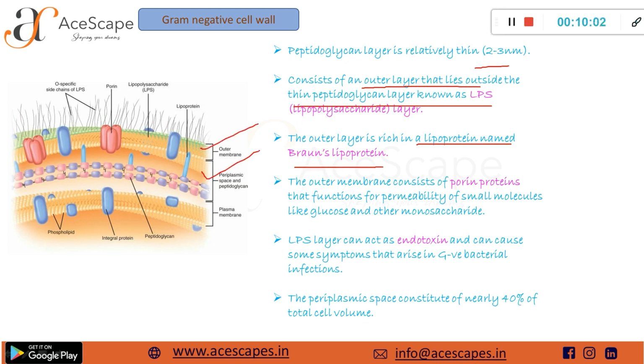This is the periplasmic space, between the outer membrane and the inner cytoplasmic membrane, and here we have the plasma membrane. So what does the outer membrane consist of? The outer membrane consists of porin proteins that function in the permeability of small molecules like glucose and other monosaccharides. The LPS layer may serve as an endotoxin and can cause some of the symptoms that arise in gram-negative bacterial infection. The periplasmic space consists of nearly 40% of the total volume of the cell wall.